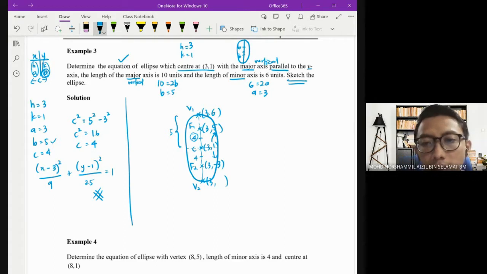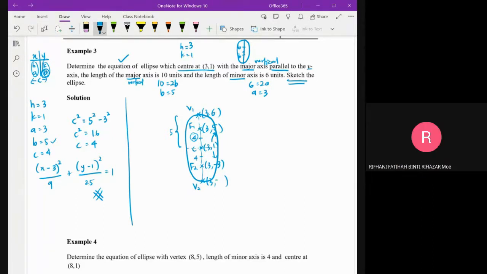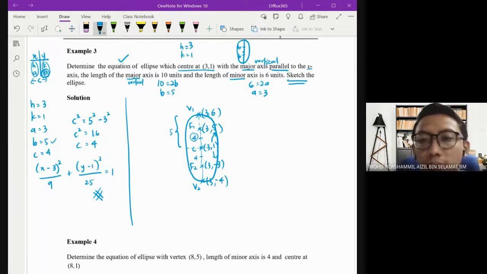How about the second vertex? Going down 5 units from 1. From 1 go down 5 units. So it will be -4. -4. Very good. Thank you. So we are done with sketching the ellipse and the coordinates of the important parts.